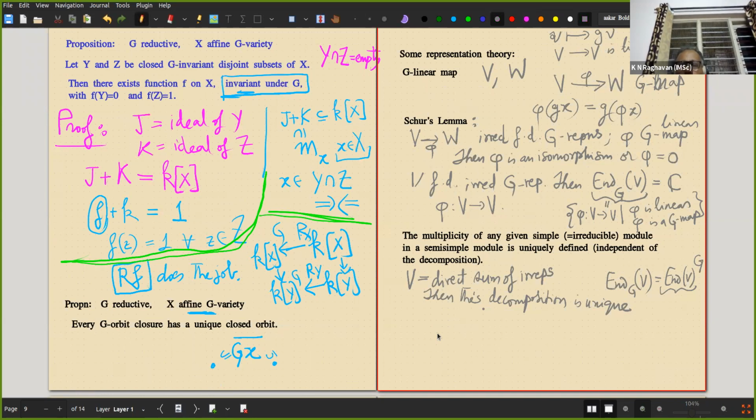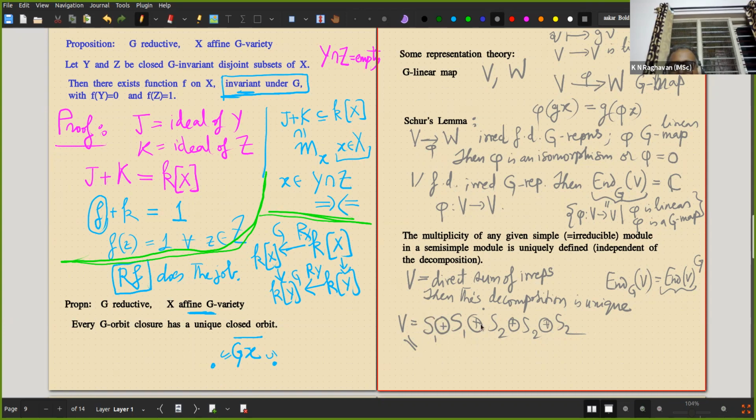In the following sense: suppose you wrote V as a sum of subspaces. Let's say 2 copies of some simple module S1, sorry for the notation, and 3 copies of some simple module, simple representation or irreducible representation. So 2 copies of some irreducible representation S1 and 3 copies of another irreducible representation S2. And then I came along and I wanted to write it.